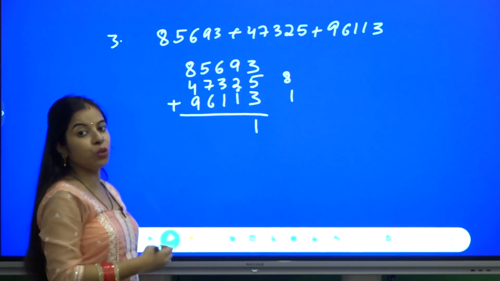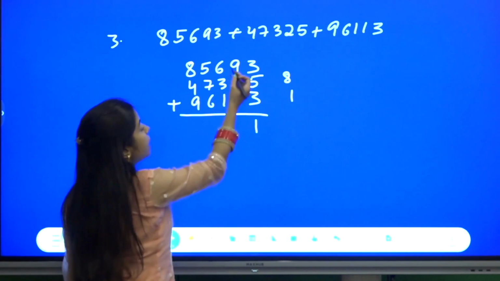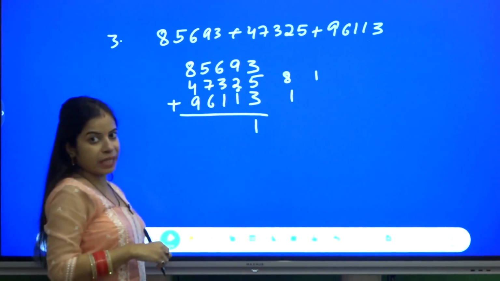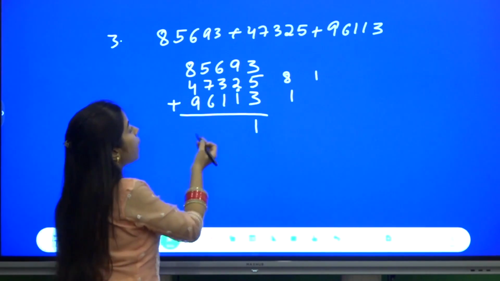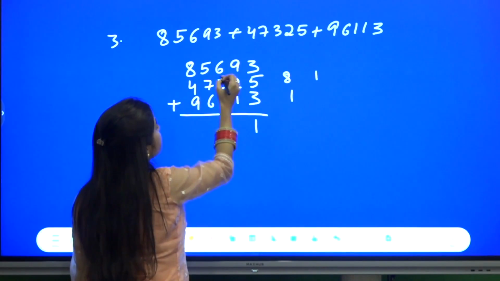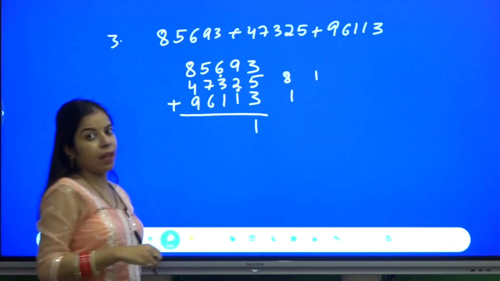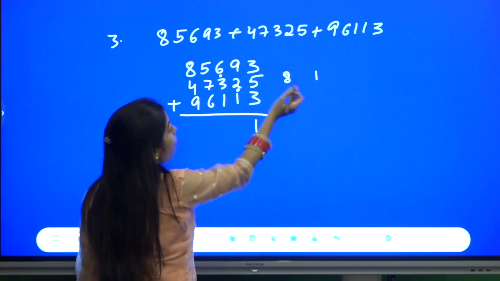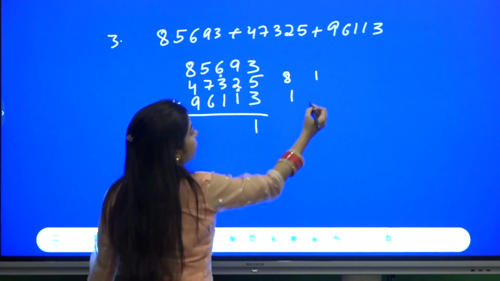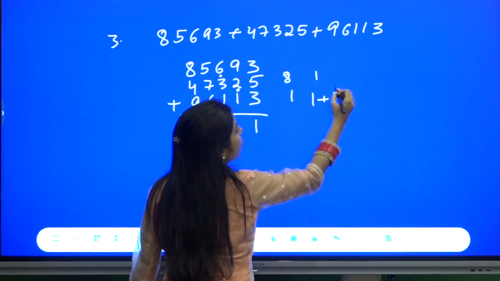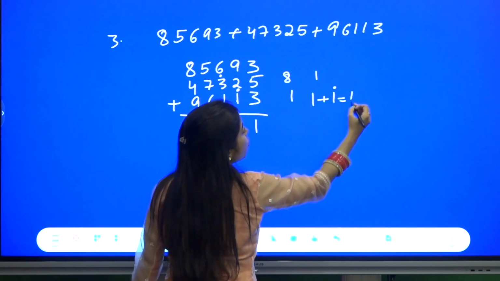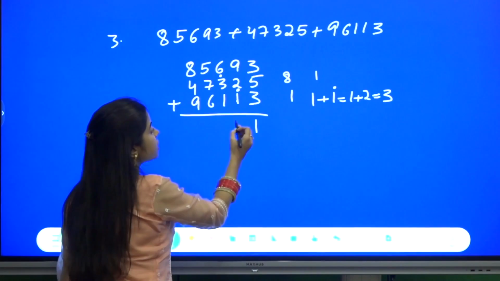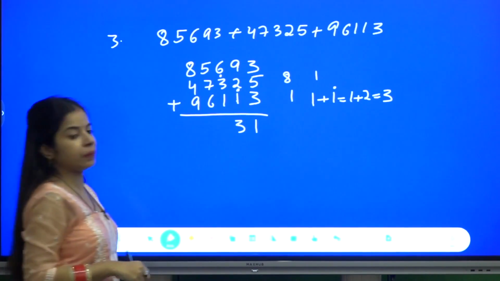Now we are going to move to the next column. 9 plus 2 is 11. So 1 of the unit place will be kept here and 1 at the 10th place will become a dot and that will be placed above 3. So this is 1 plus 1 dot. 1 plus 1 dot, 1 dot is 2. So 1 plus 2 is 3. So the final answer here is 3.